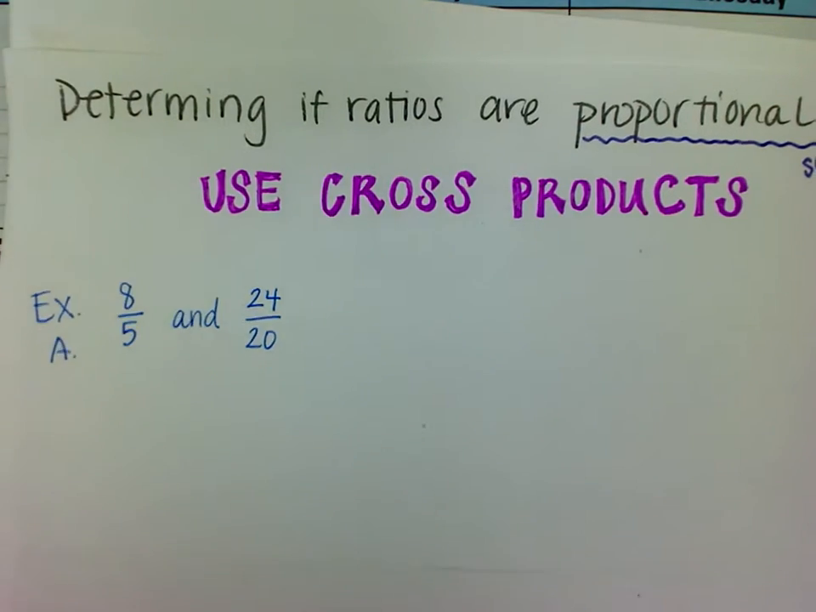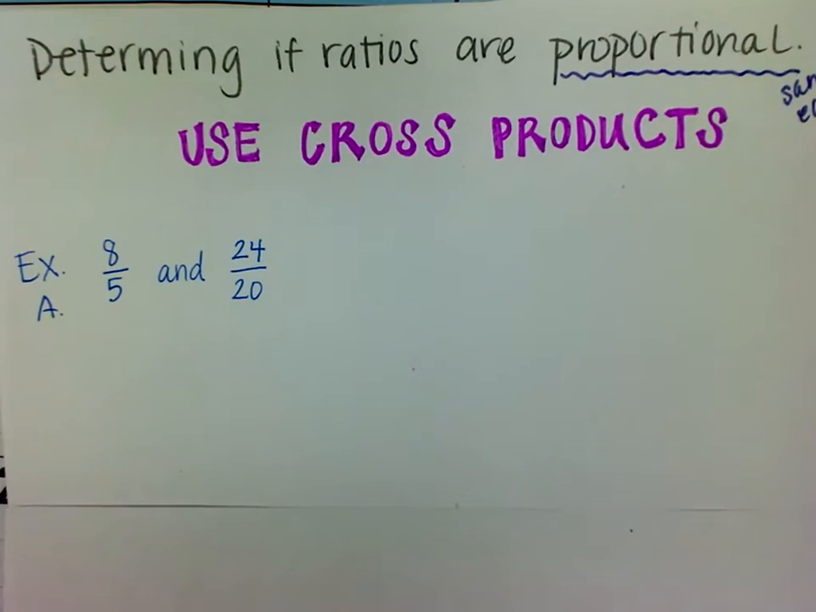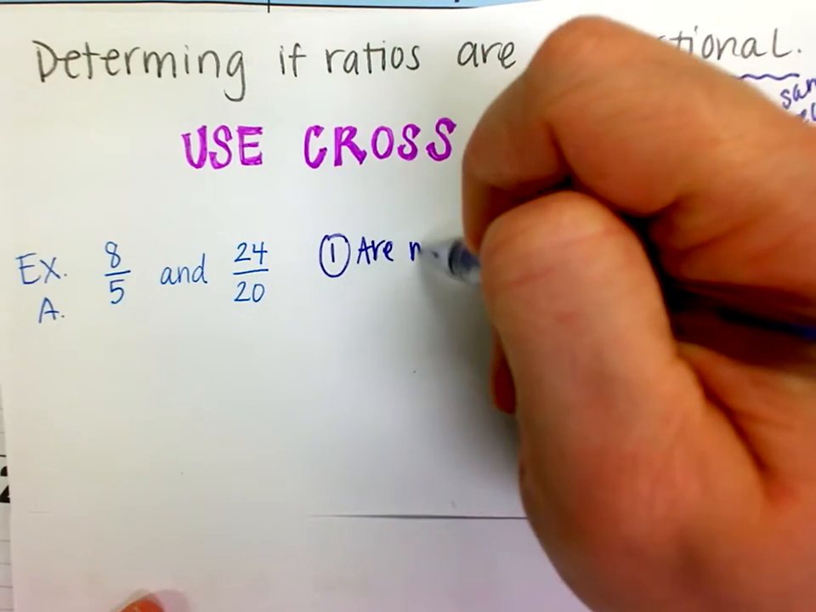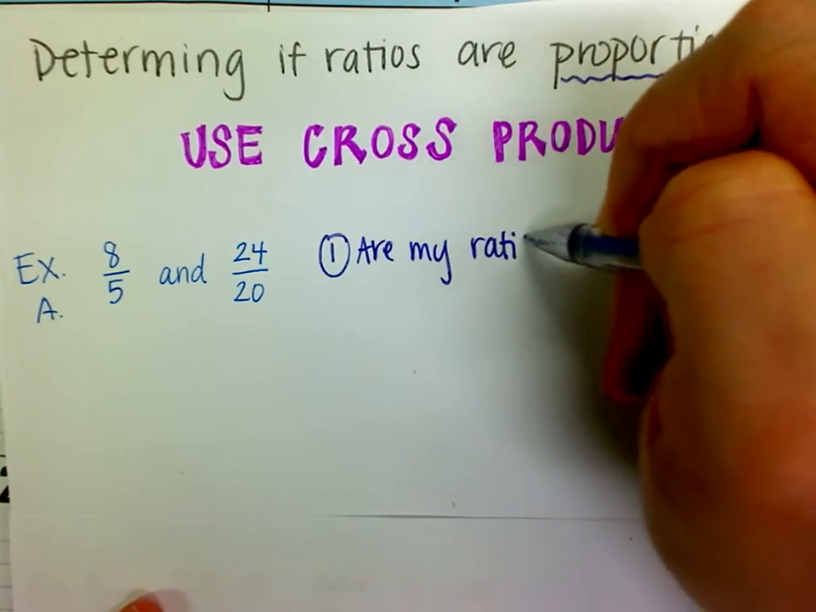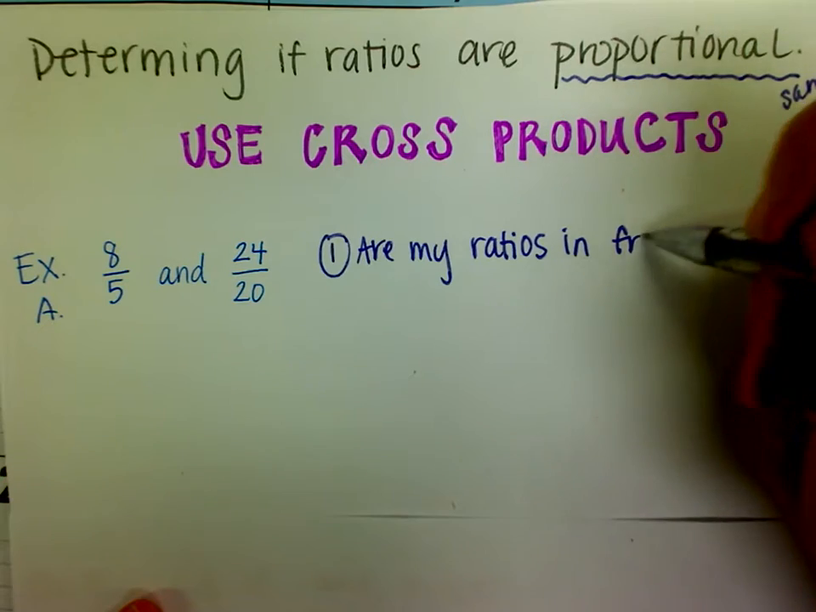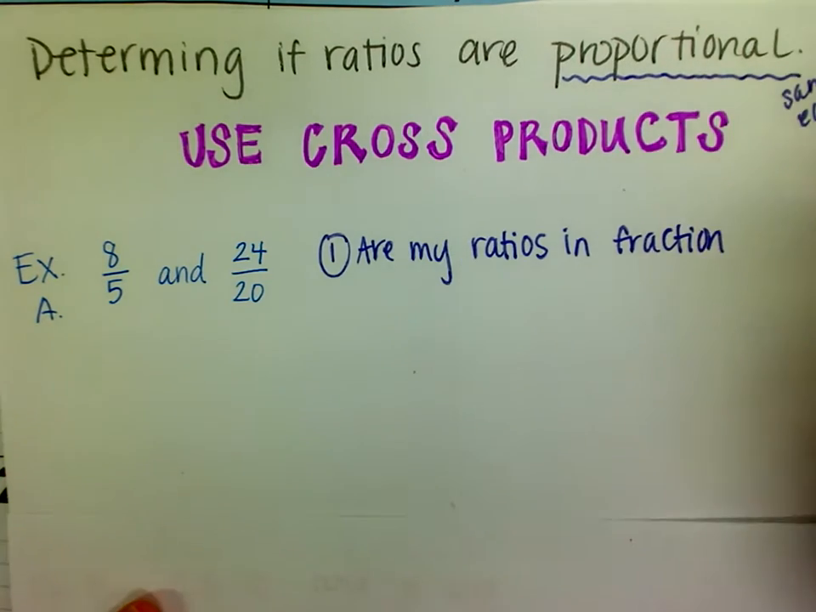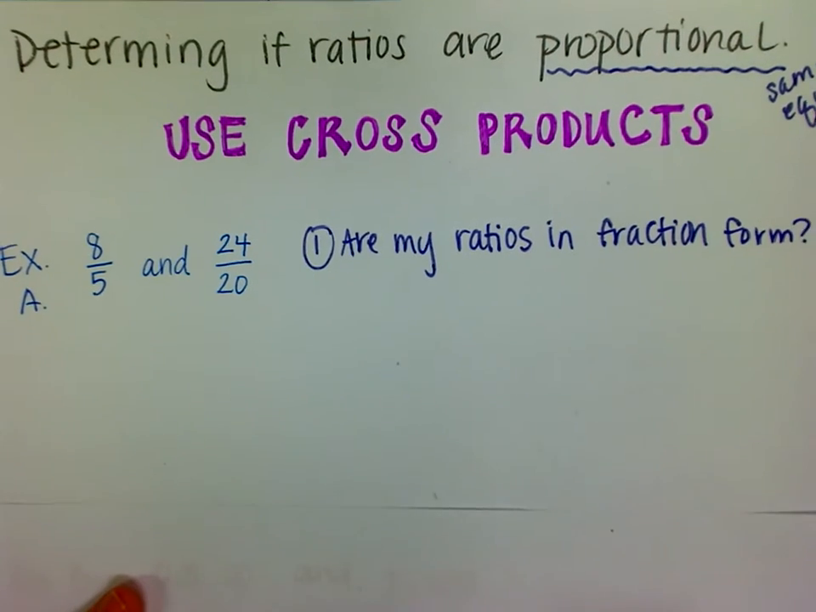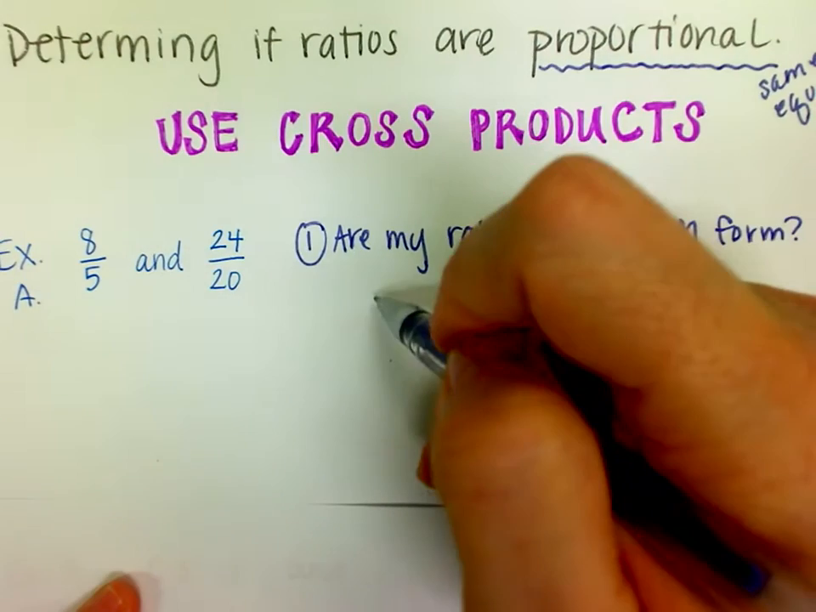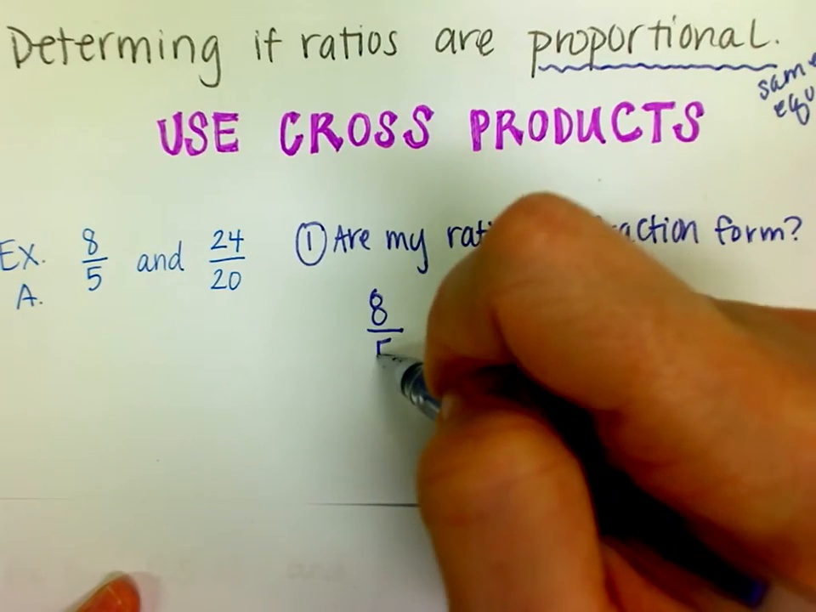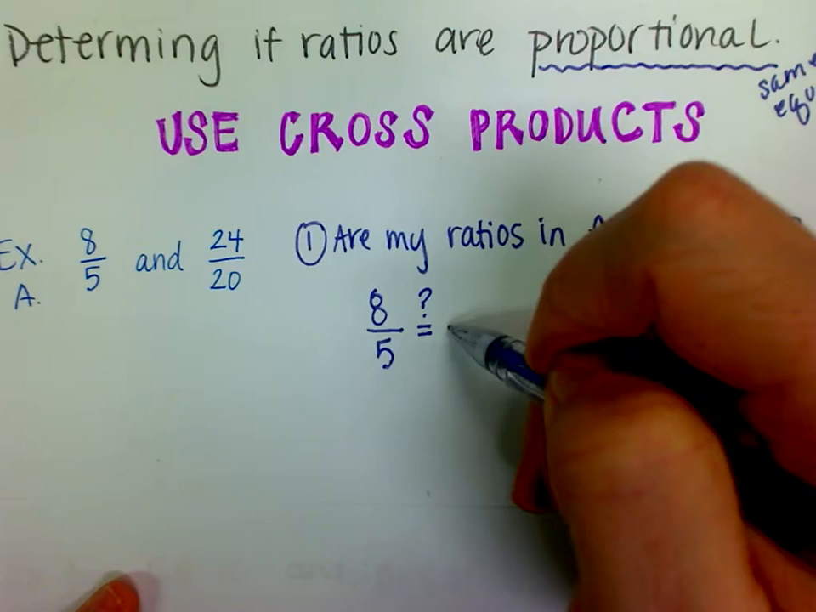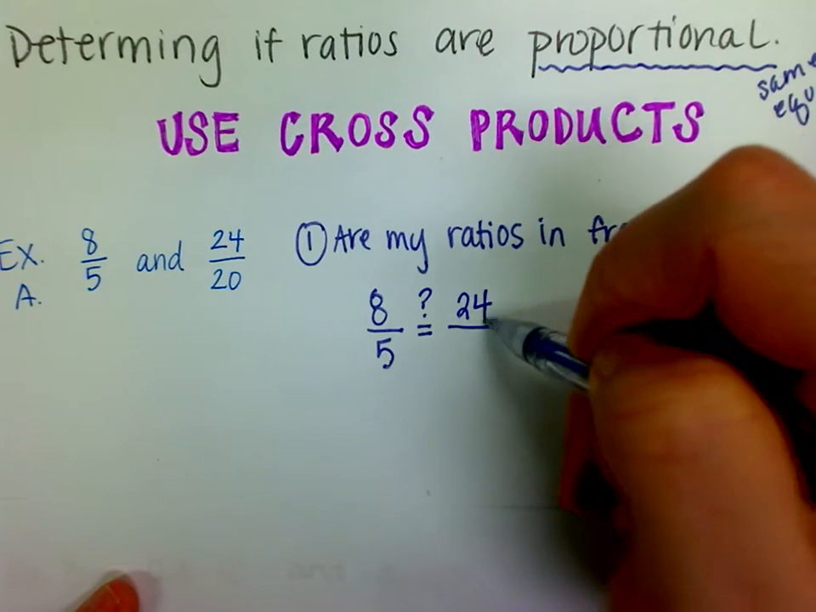The first thing you need to ask yourself is, are these two ratios in fraction form? So are my ratios in fraction form? And if they are, then you can go ahead and get started. So you can set your fractions equal to one another. I would put a question mark across it because you're not sure. That's what we're checking.